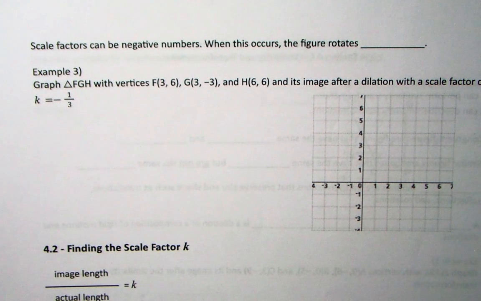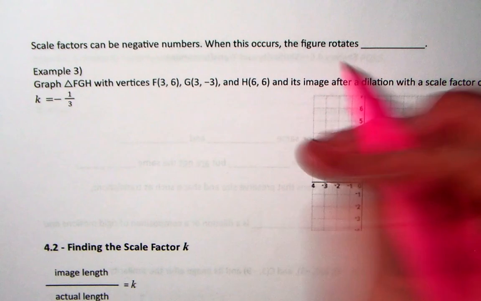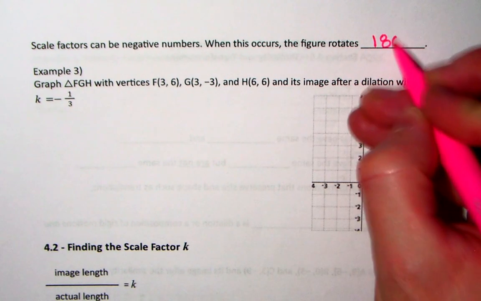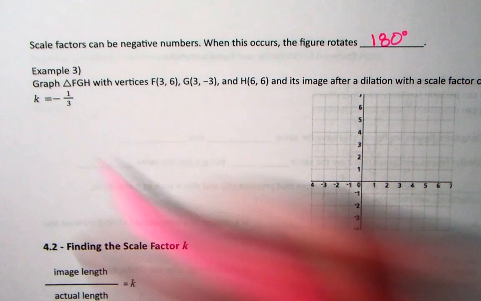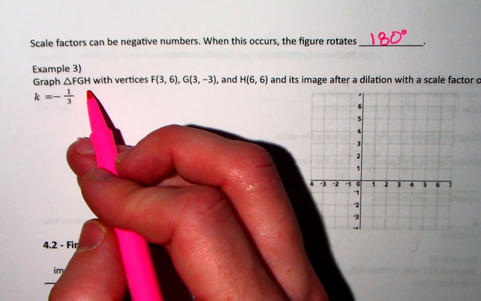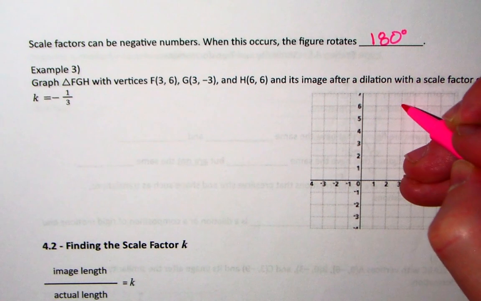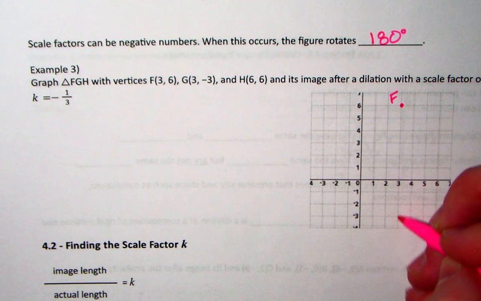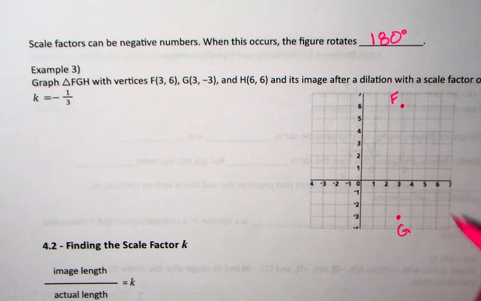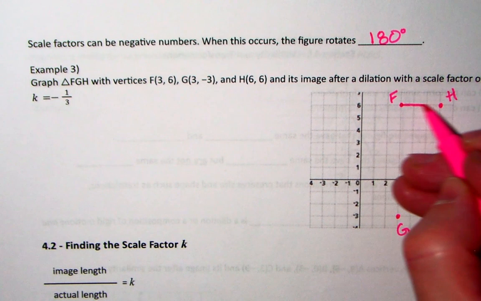Scale factors can also be negative. They can be fractions too, which we're about to see. So when a scale factor is negative, the figure rotates 180 degrees. All right, they give us an example here. They say triangle FGH has vertices at 3, 6. F's up there. G is at 3, -3. And H is at 6, 6. They're pretty far apart from each other.